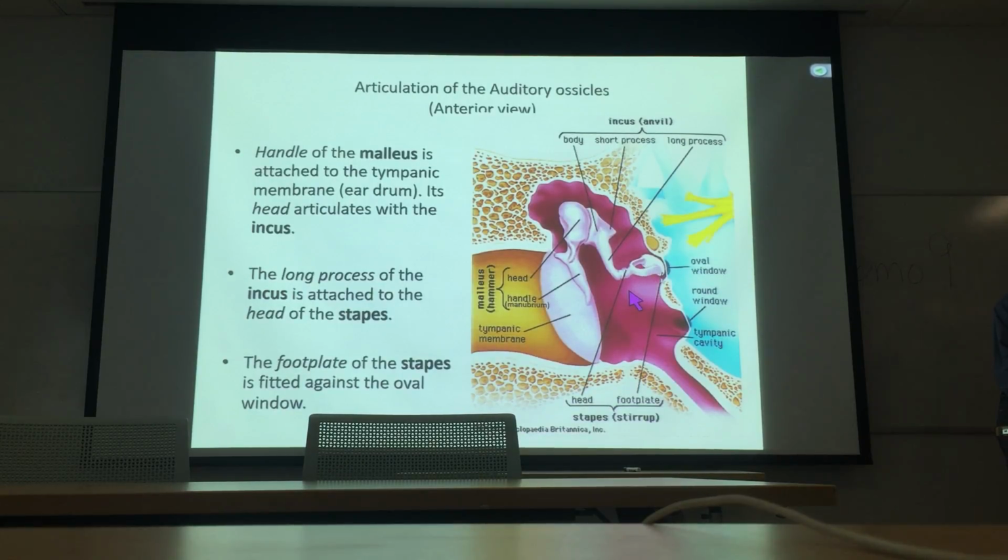Remember the footplate of the stapes articulates, however you want to think about it. It basically sits on the membrane covering the oval window. The round window does not have a bony structure to it. There's a membrane covering it.